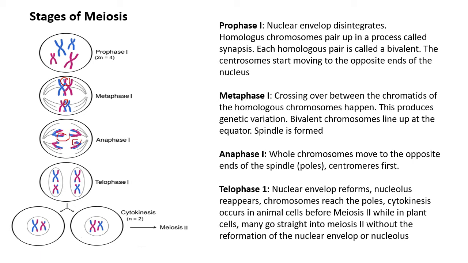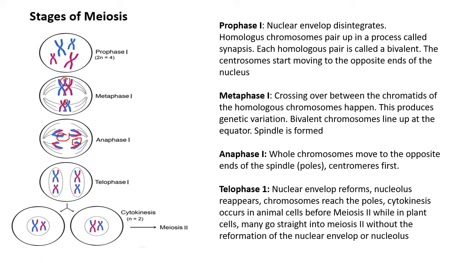The reason why crossing over is so important is that it allows for genetic variation, and it allows us to have a mixture of alleles that then determine how we function or how we look. And this is very, very important for the survival of any species.